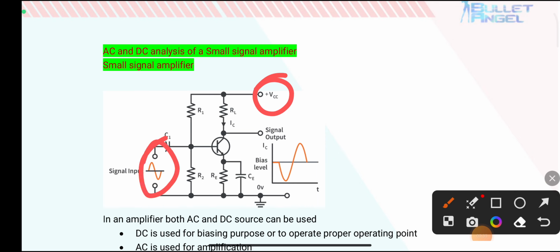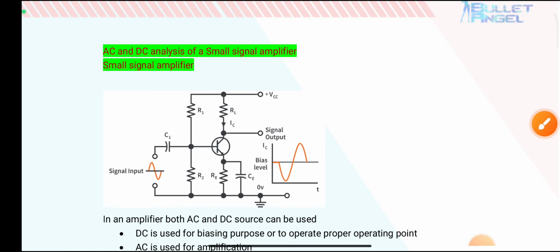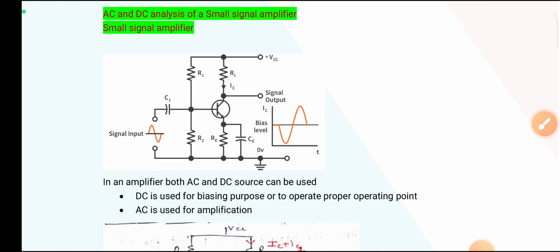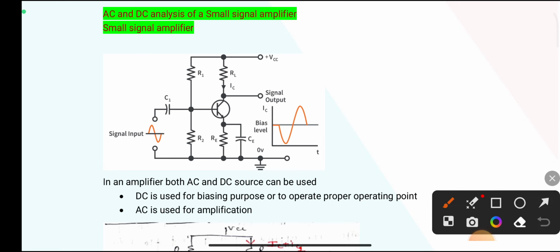You can see, here the DC is used for biasing purpose, and AC is used for the amplification of a small signal. Here the small signal is nothing but the message signal or information signal.